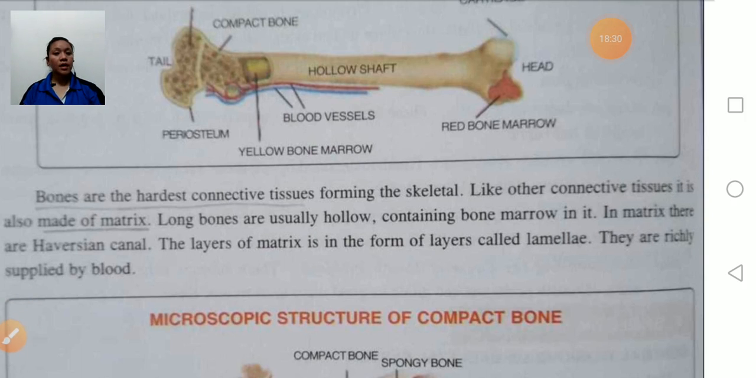Bone is the hardest connective tissue forming the skeletal system. Like other connective tissue, it is made of matrix. Long bones are usually hollow. Okay, the long bones are hollow internally, containing bone marrow in them.